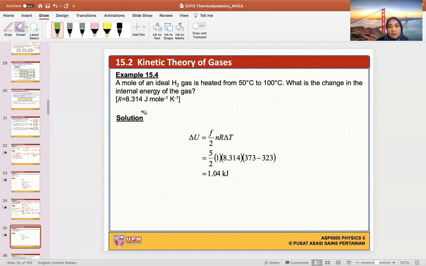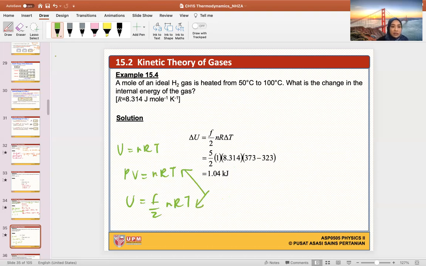Okay, so what happened just now is that I said U equals to nRT, which is wrong because this is PV equals to nRT. U is F over 2 nRT. So these are two different things. And I'm glad I made this mistake so I can highlight it to you guys. PV equals to nRT is not the same as U equals to F over 2 nRT. U is the change in internal energy of a gas. PV equals to nRT tells you the state of the gas. It tells you the state.